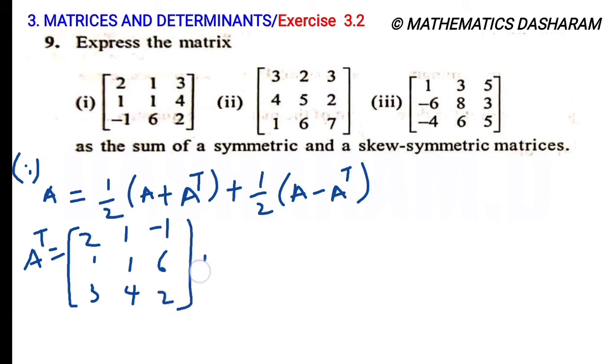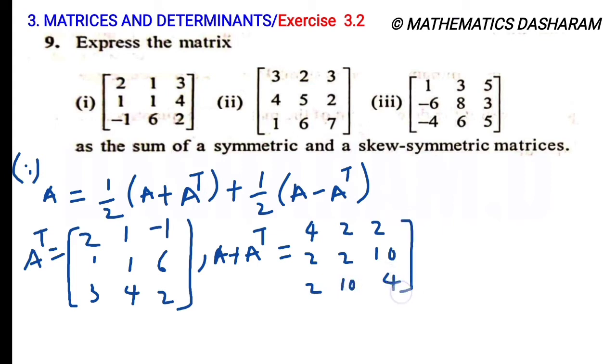Next I am going to find the A plus A transpose answer. A plus A transpose means adding the corresponding elements. So 2 plus 2 is 4, 1 plus 1 is 2, 3 plus minus 1 is 2. Next, 1 plus 1 is 2, 1 plus 1 is 2, 4 plus 6 is 10, minus 1 plus 3 is 2, 6 plus 4 is 10, 2 plus 2 is 4. So that is A plus A transpose.